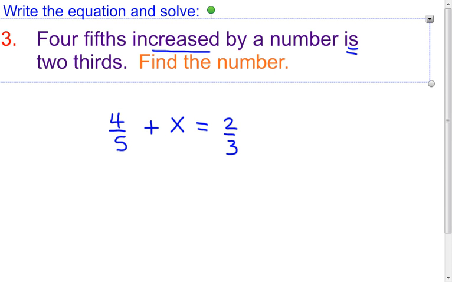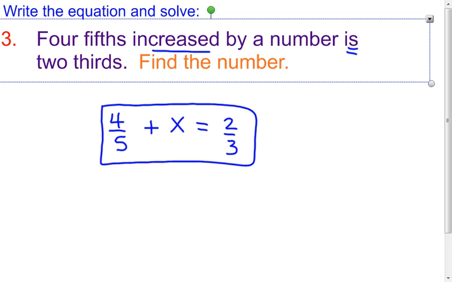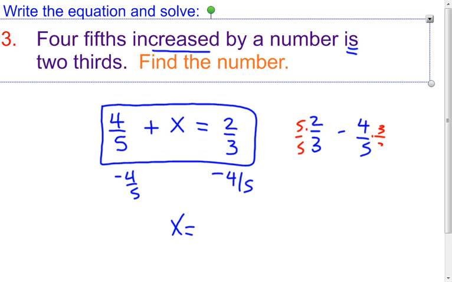Okay, so here's my equation. I know it has fractions in it, so don't panic, but I will subtract 4/5. And I will do this off to the side here. So I have 2/3 minus 4/5. I would want to get common denominators. So I will multiply this side by 5 and this side by 3. So I have 10/15 minus 12/15, which is negative 2/15. So 2/3 minus 4/5 is negative 2/15.